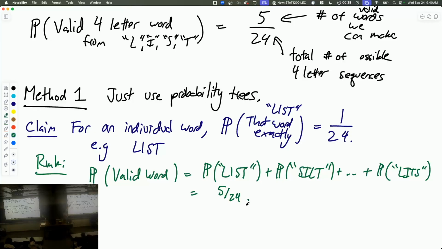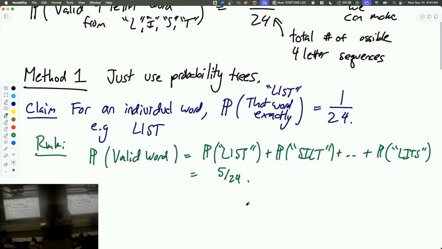So once we prove that the probability of any individual word is 1 out of 24, then we're happy and we're done. Why is the probability of any individual word 1 out of 24? So here's the proof of the claim. We're going to draw a probability tree. And I'm going to imagine trying to get list. And I'm just going to do it step by step. And you're going to see that the chance is 1 out of 24 by the probability multiplication rule.